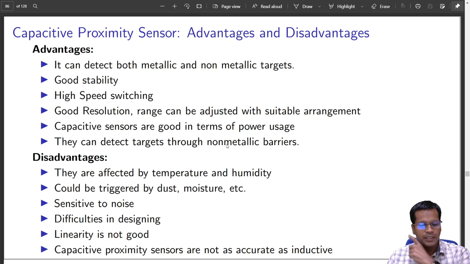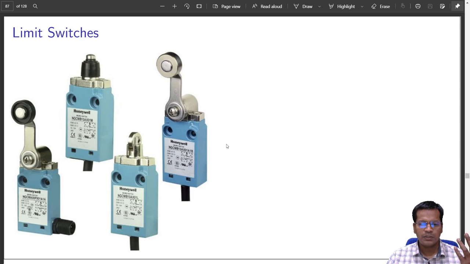Got it? A capacitive proximity sensor is not as accurate as an inductive one, although it can be more precise, because of temperature and humidity. So these are the reasons. Okay, so that's all for proximity sensors.